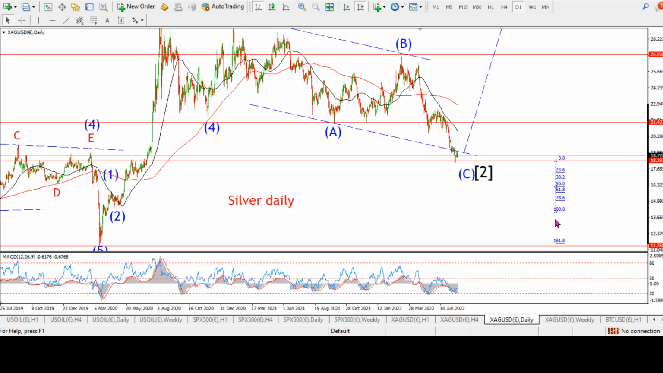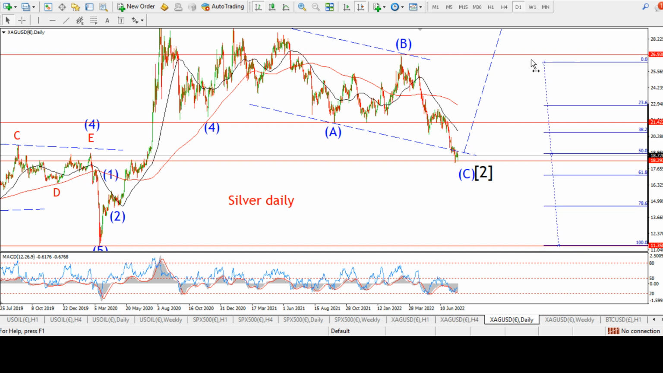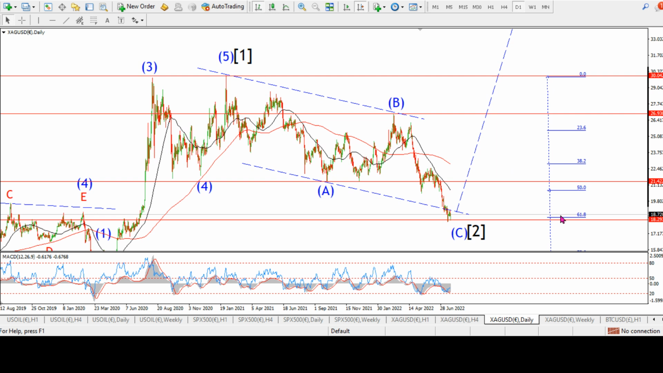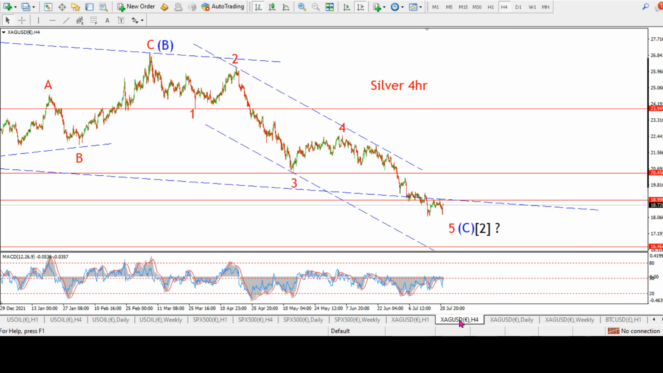Let's say that target there where wave A and C would tend towards equality. And then let's get a fib target here. We've just dipped below the 62% retracement for wave 2 here in black. So the dominoes are lining up. We're hitting the targets one by one, and I think we are pretty close to a low here in silver right now. If we go to the 4-hour count here, you can see 5 waves down in wave C is all but complete.